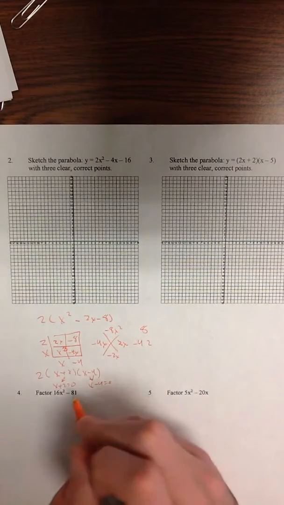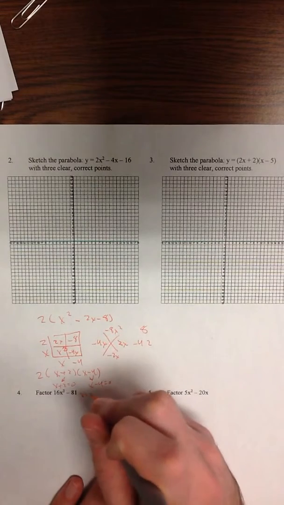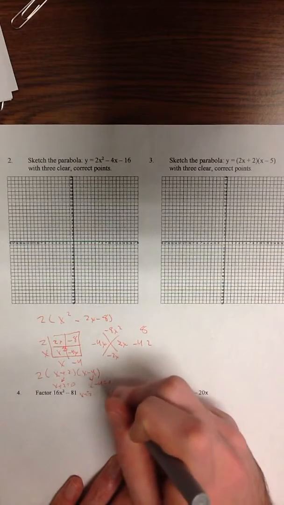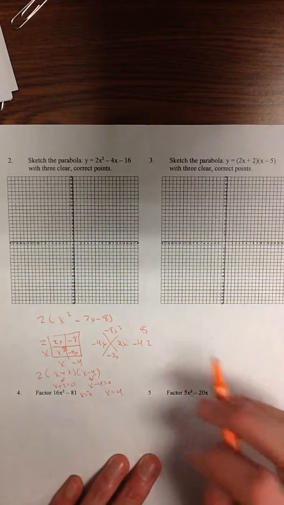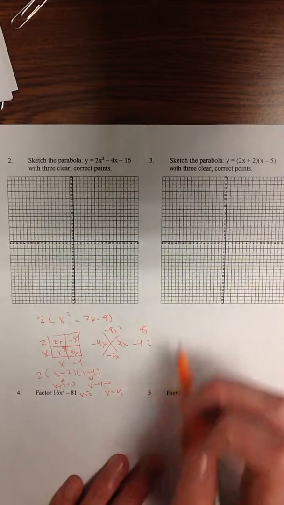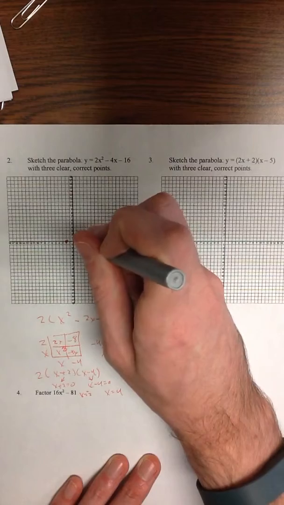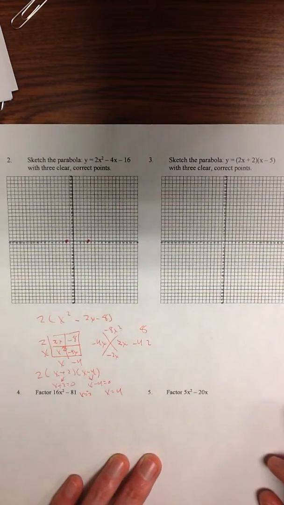Uh-oh, run out of room. But this one, we do minus 2 on each side, we get x equals negative 2. This one, we add 4 to each side, we get x equals 4. So we know those 2 points are 2 of the points we got to plot, negative 2, 0, and 4, 0. So I'll go ahead and plot those. Negative 2, 0, 4, 0. Now we need a third point.